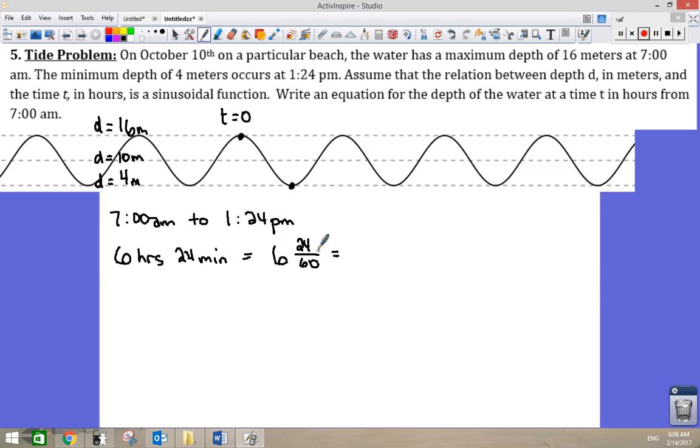So the common factor of that is 12. So that's how many hours have passed. So if this is t equals 0, then down here is 6 2/5. Let's change that 2/5 to a decimal, and call it 6.4 hours. So that's half of my period. So my full period is 12.8.